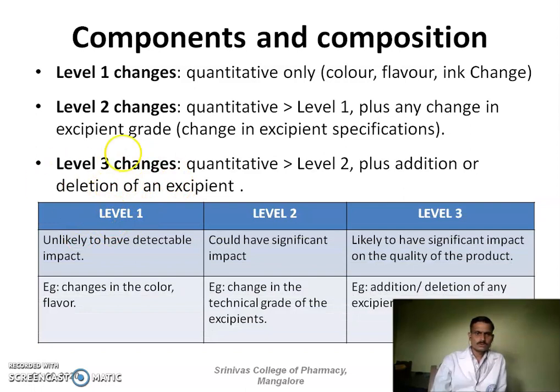So here you can see level 1 means unlikely to have detectable impact on the product quality; level 2 could have significant impact; level 3 is likely to have significant impact on the quality of the product. So a level 1 example is a change in color and flavor. A level 2 example is a change in the technical grade of the excipient. Level 3 is addition or deletion of excipients.